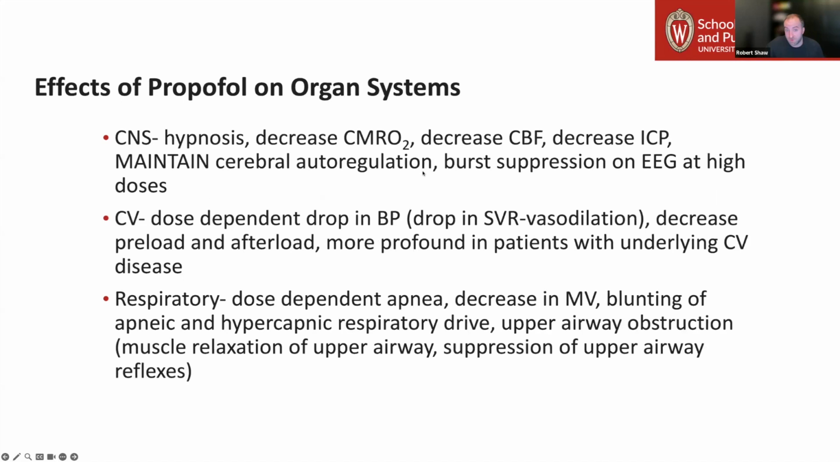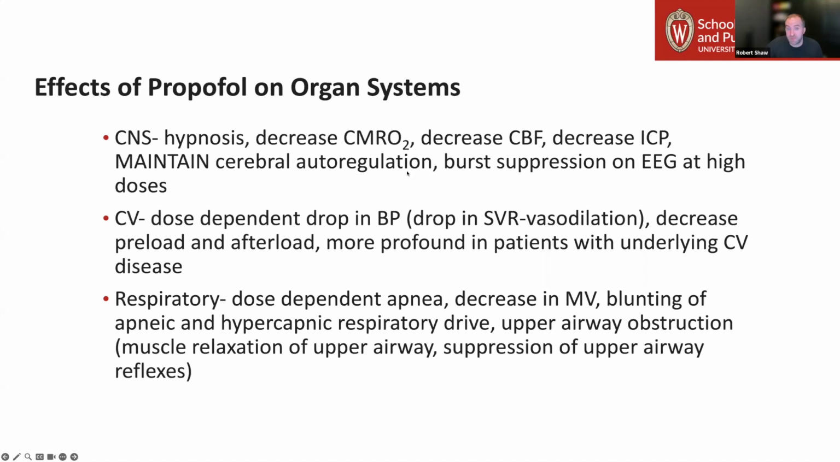So, different effects of propofol. Overall, it's very well tolerated, and a lot of these are dose dependent. So we're going to go through different organ systems. The central nervous system: it creates hypnosis, which is what we want. It decreases cerebral metabolic rate of oxygen, so CMRO2, and I'm going to mention this multiple times, especially when we talk about volatile anesthetics again. It decreases cerebral blood flow, which will therefore decrease your intracranial pressure. It maintains your cerebral autoregulation, though.